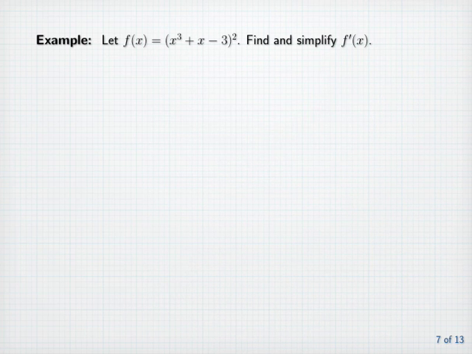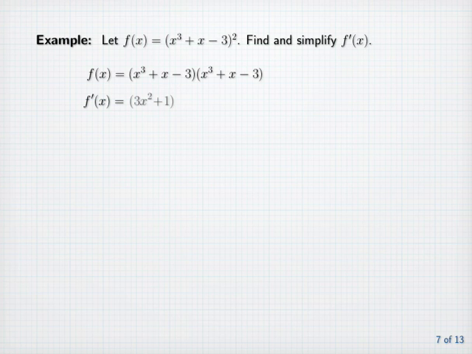Example, let f of x equal the square of x cubed plus x minus 3. Find and simplify f prime of x. To use the product rule here, we'll write f of x as x cubed plus x minus 3 times itself. Now f prime is the derivative of the first factor, 3x squared plus 1, times the second factor, plus the first factor times the derivative of the second factor, which is again 3x squared plus 1. So we have two identical terms here, and so f prime of x is 2 times x cubed plus x minus 3 times 3x squared plus 1.